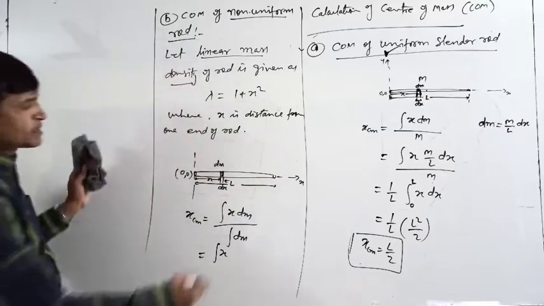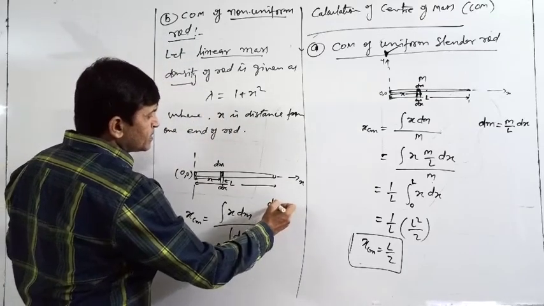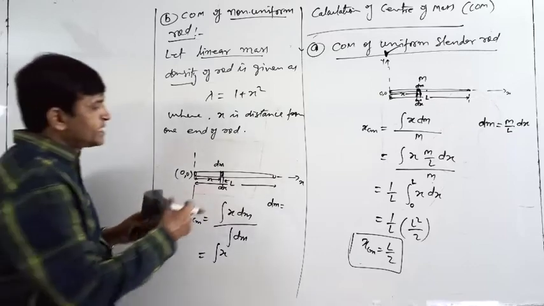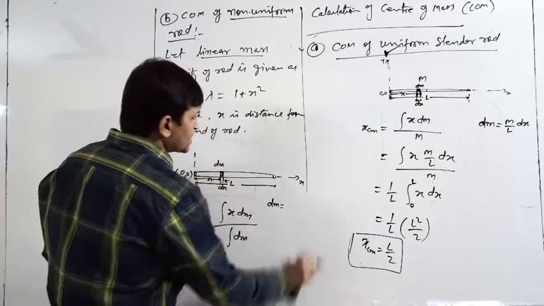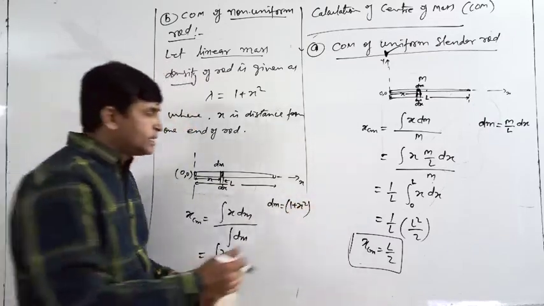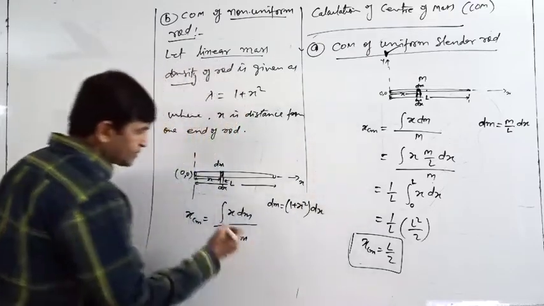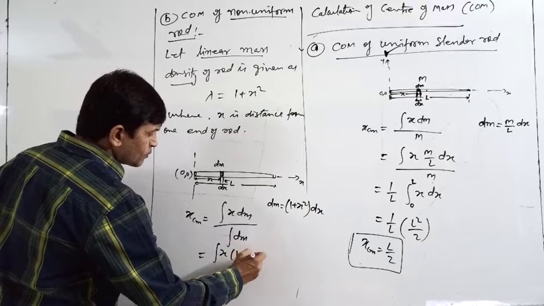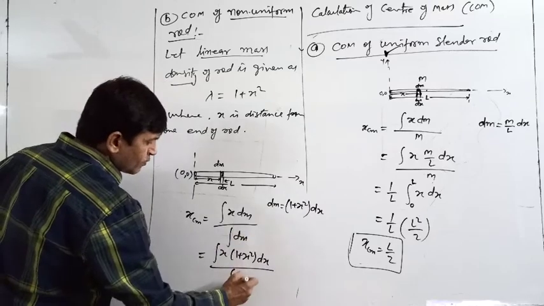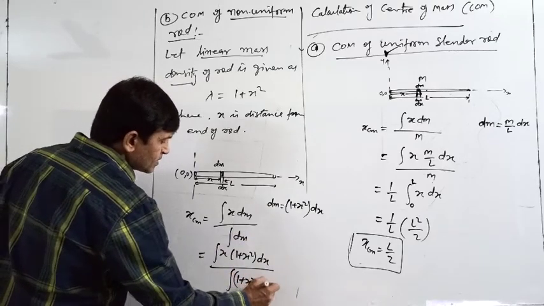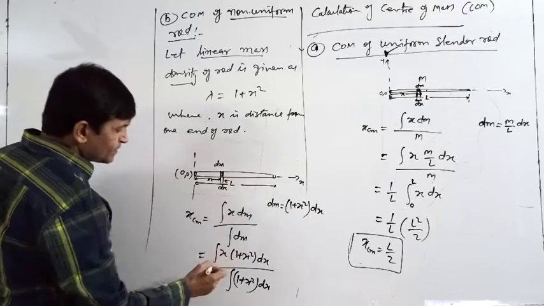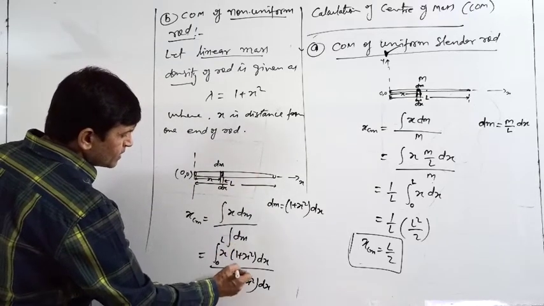dm means the mass per unit length is given. It means a unit length has this mass. So this length dx has, so dm will be 1 plus x square, this is the mass per unit length, into dx. Substitute 1 plus x square dx. Here also you have to substitute dm as 1 plus x square dx. Now integrate. Limit of x is 0 to L. Check it.